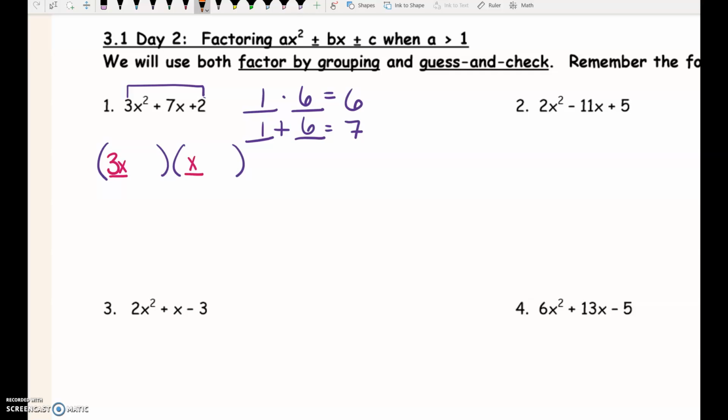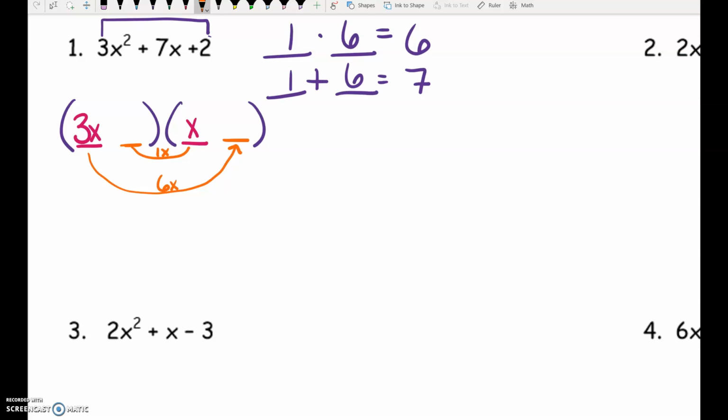When we multiply the 3x and this number, we're going to get either 1x or 6x. I think that one will end up being 6x. And when we do this number times x, we are going to get 1x. So 3x times what is 6x? 2. So that's going to be a plus 2 in that set of parentheses. Okay. X times what is 1x? 1. So our factored form is 3x plus 1, x plus 2.